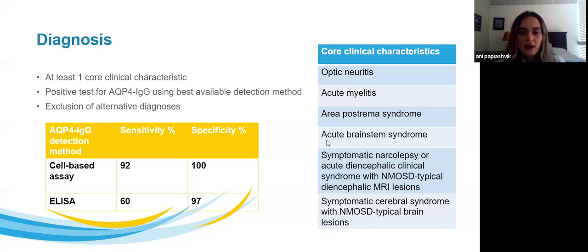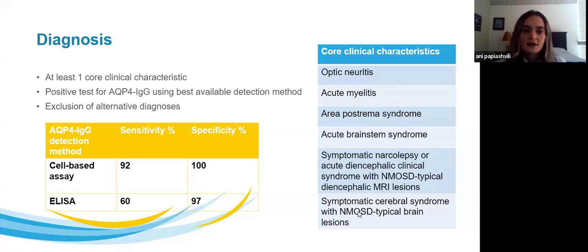It is acute brain stem syndrome. Also, it should be symptomatic narcolepsy if we have involvement of hypothalamus, or maybe it is acute diencephalic clinical syndrome. And also another one, it is symptomatic cerebral syndrome with NMOSD typical brain lesions. So these are the core clinical characteristics, and at least one we need to make diagnosis. But of course, it is not enough, right?